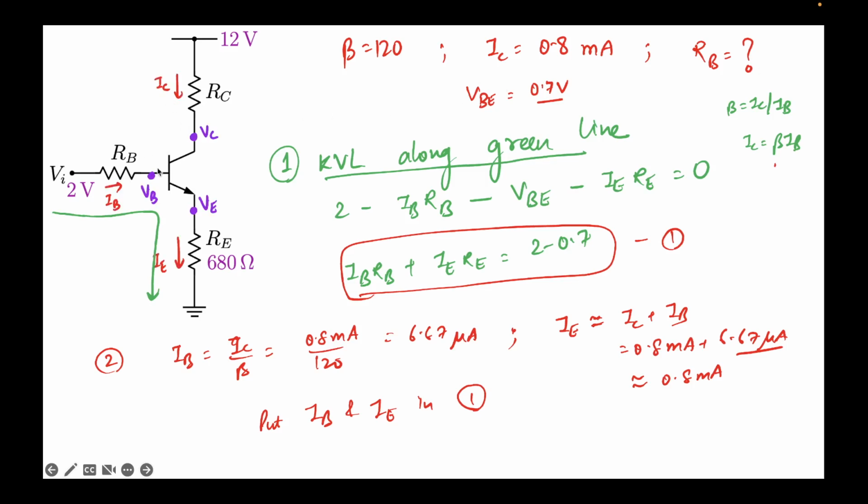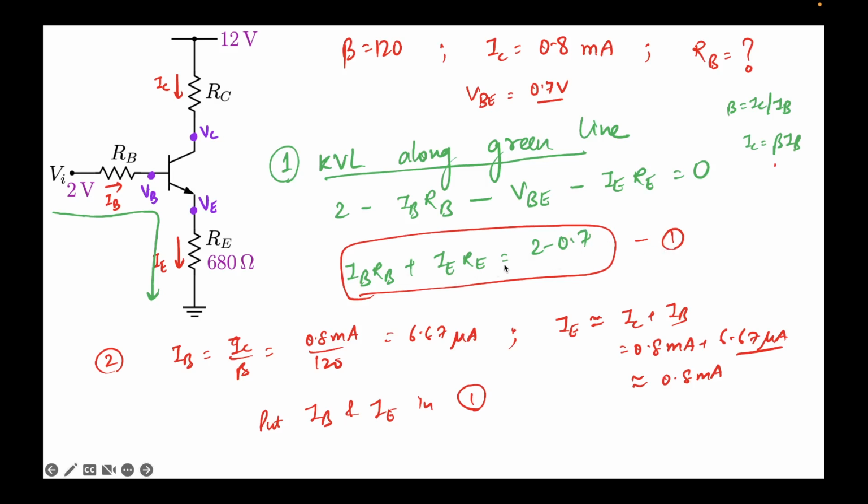So I label the currents and the voltages. The voltages are in purple. I'll apply KVL along the green line, which is over here. So I'll write 2 minus IBRB, the drop here, minus VBE, the drop here, minus IERE equal to 0. That's the KVL. Now I'll take current terms on one side and the voltage terms on the other. So it will come out to be IBRB plus IERE equal to 2 minus 0.7. That will be my first expression.